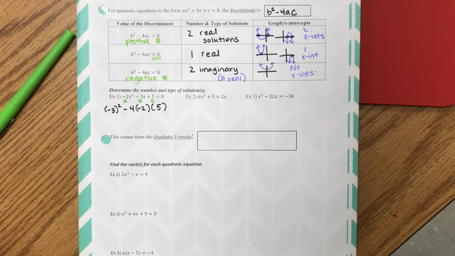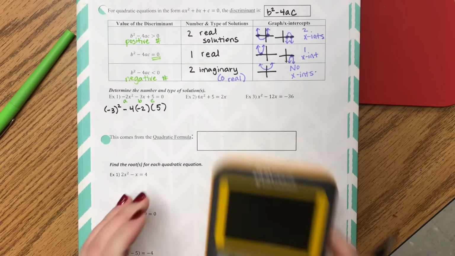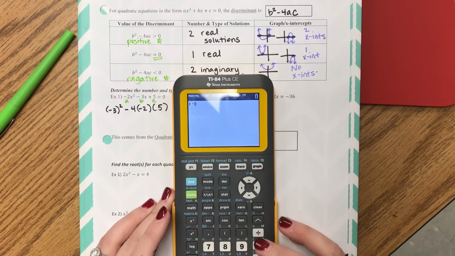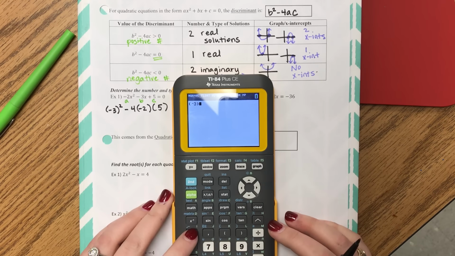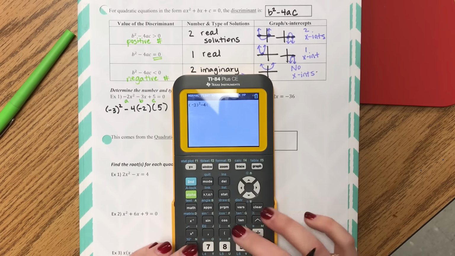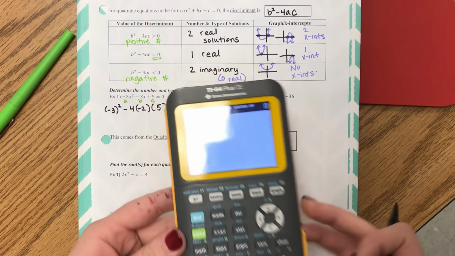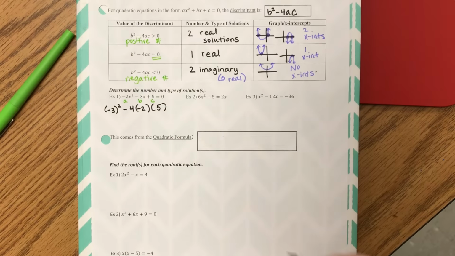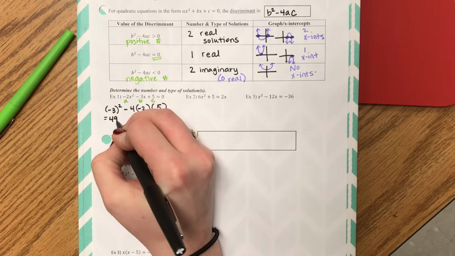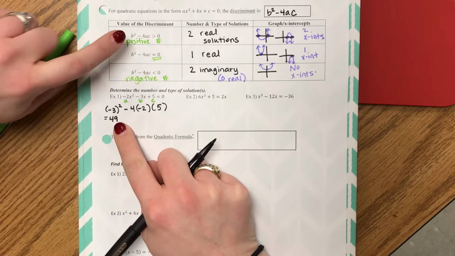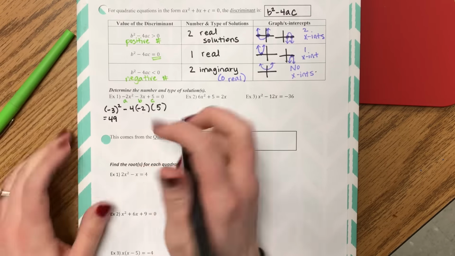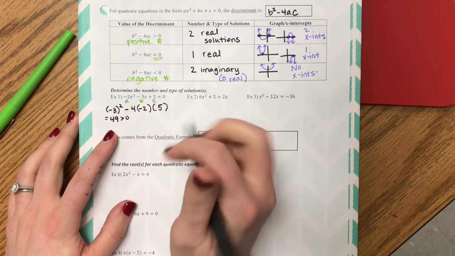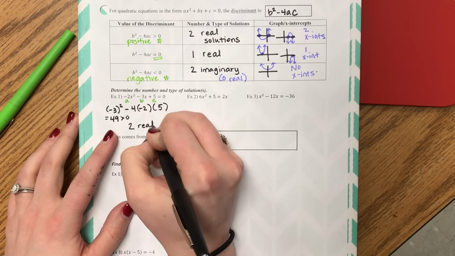Okay, go to your calculator, plug it in exactly how you wrote it. So (-3) squared minus 4 times -2 times 5. Let me get this a little closer so y'all can see. All right, 49. Okay, now again, I don't care exactly what the number is, just the fact that it is either positive, 0, or negative. So this one is greater than 0, so I'm in that first option. I'm asking for the number and type of solution, so the answer to this one would be 2 real solutions.